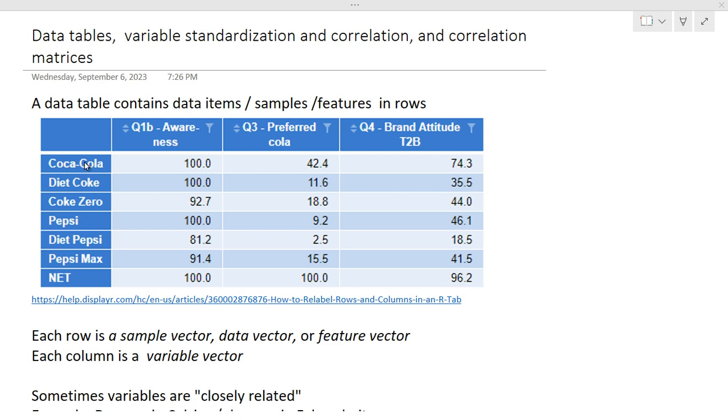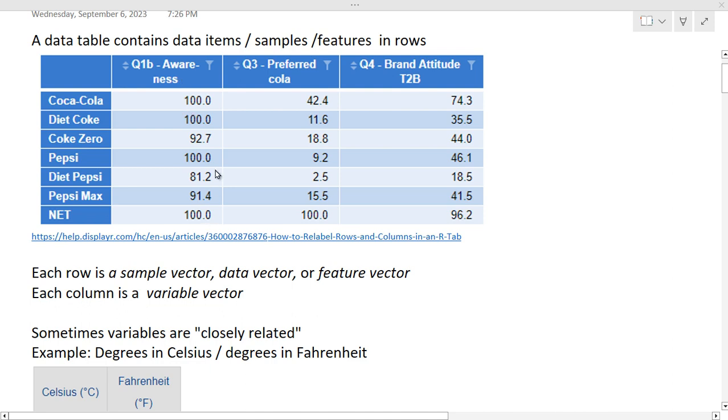Right. So the data table rows I denote as sample vector, data vector, or feature vector. I may use those terms equivalently. Each column is a variable vector. All right. Now, let's look at these variable vectors and some possibilities.